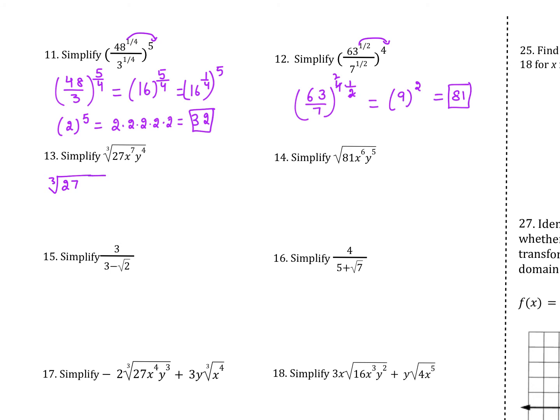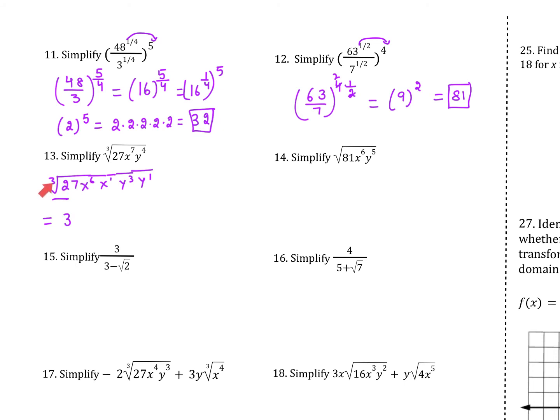Cube root of 27, x to the power 6, x to the power 1, y to the power 3, y to the power 1. Why do I reduce this x to the power 7 into 6 and 1? Because x to the power 6 goes under the table of 3, and this power will be divided by the number outside. Cube root of 27 is 3.